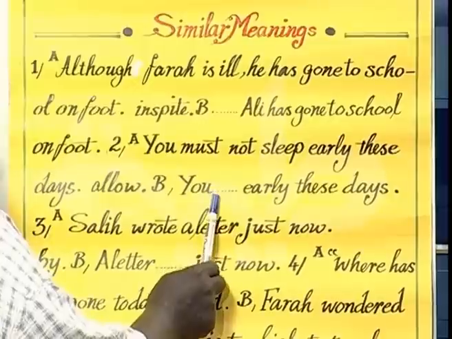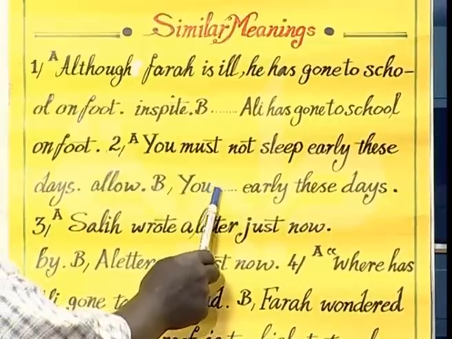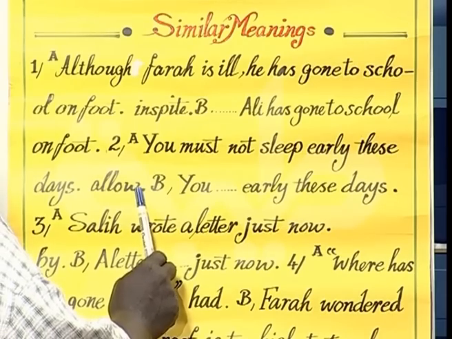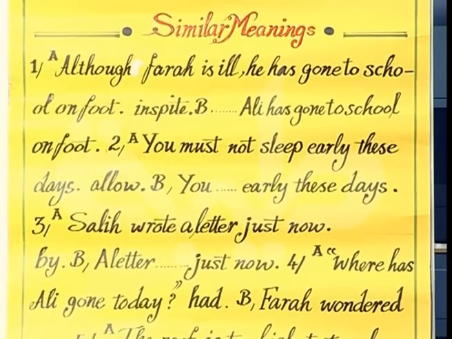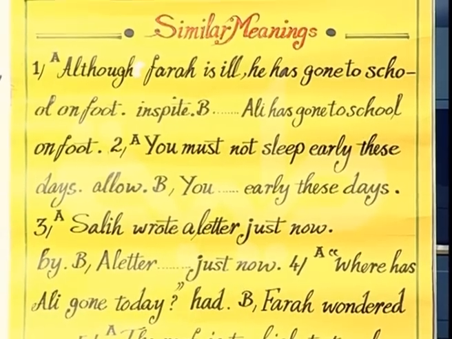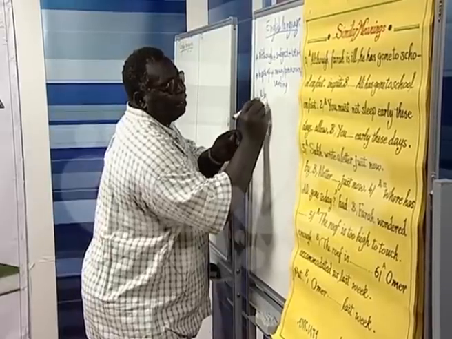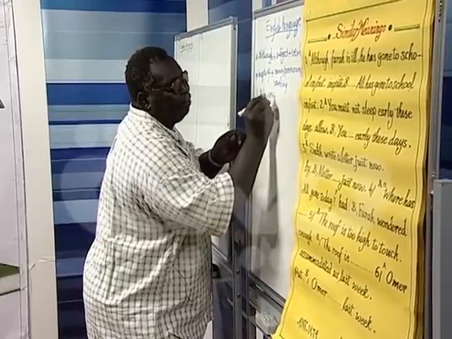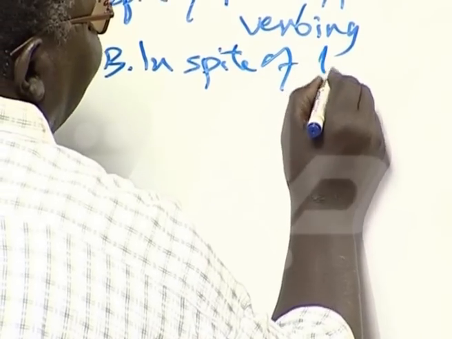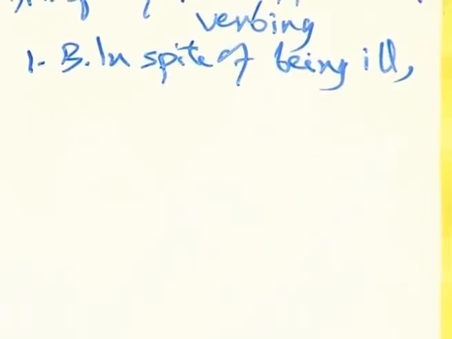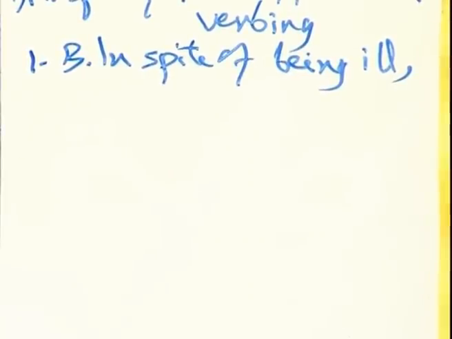Here I'm going to use the helping verb are. I'm going to say you are not, you are not, and then allowed. You are not allowed. Let me write the answers so that you can follow them. Number one, B, in spite of being ill. This is for number one. Of course, the rest of the sentence we have in the poster. Ali has gone to school on foot.